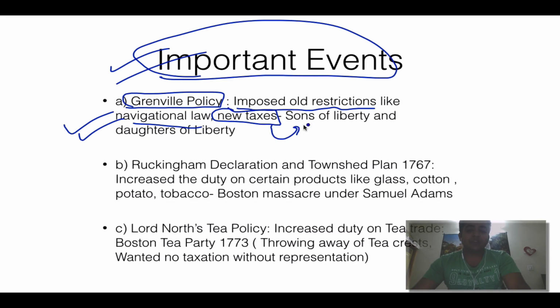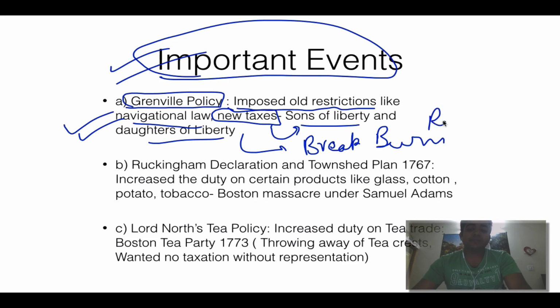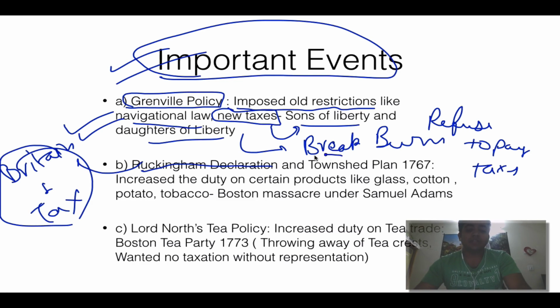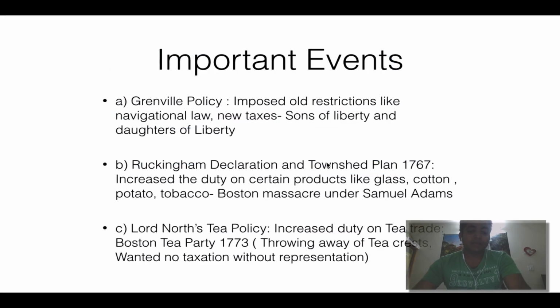So it led to the creation of Sons of Liberty and Daughters of Liberty. They used to break trade posts, they used to burn them, and they used to refuse to pay taxes. Similarly, there was the Rockingham Declaration, under which Britain can still impose taxes. So that was the Rockingham Declaration. And similarly, there was something called the Townshend Plan. Under this plan, they increased the duty on certain products like glass, cotton, potato and tobacco.